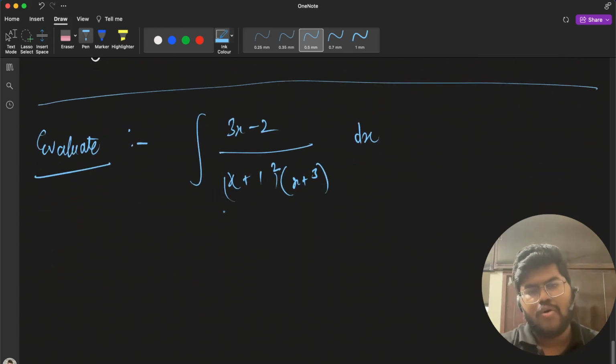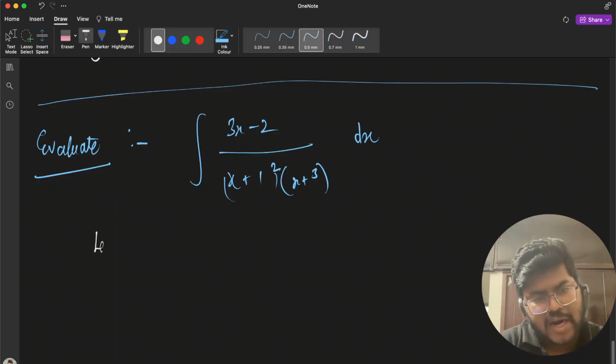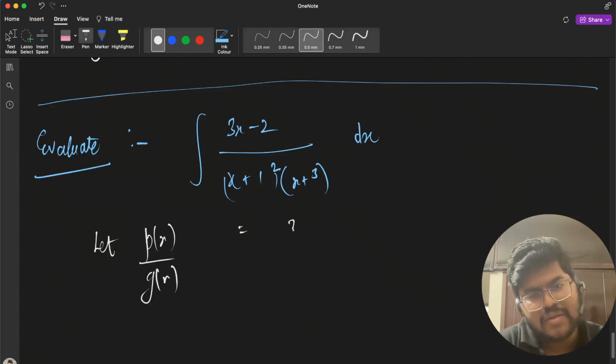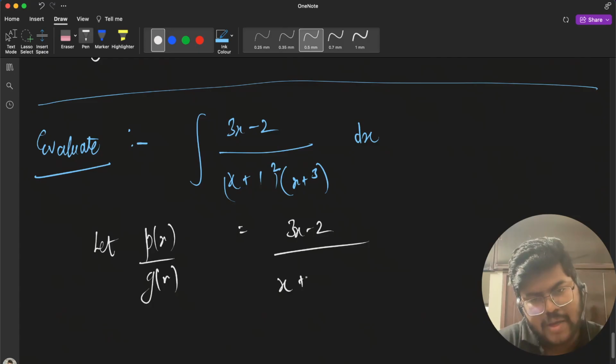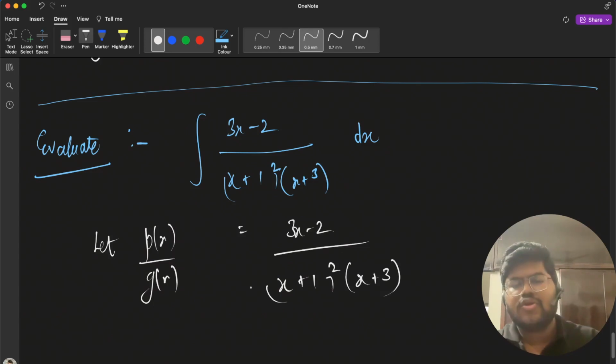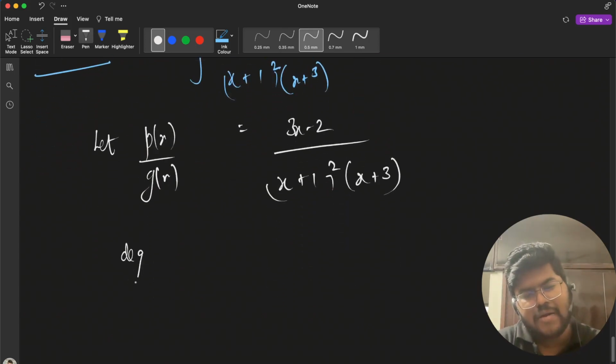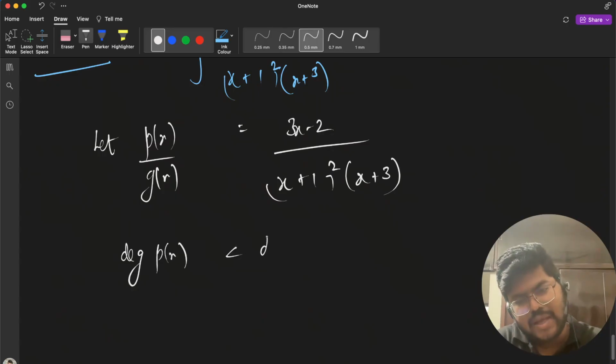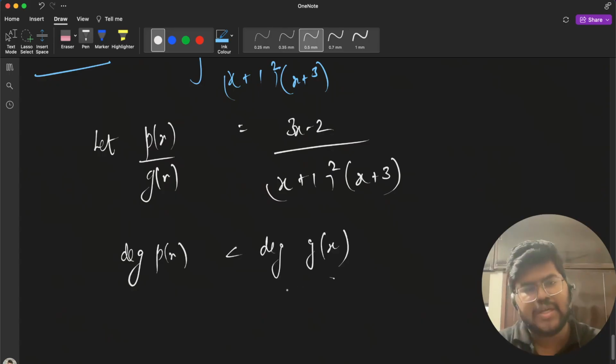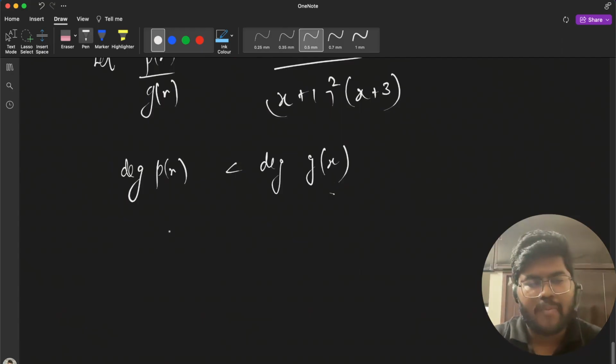Okay, so now here you can say that it applies to the second case, where we have studied that the factors are linear, repeated and linear, non-repeated. So here we can write, suppose, p(x) upon g(x) as (3x minus 2) divided by (x plus 1) square times (x plus 3). Here you can see that the degree of p(x) is less than the degree of g(x), so the degree of g(x) is greater than the degree of p(x).